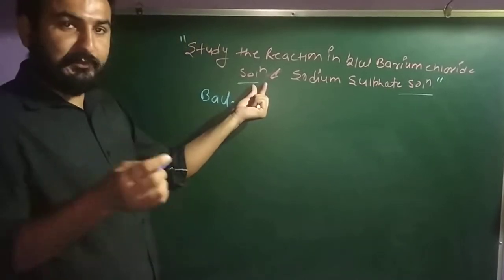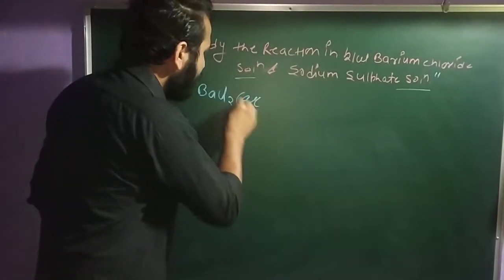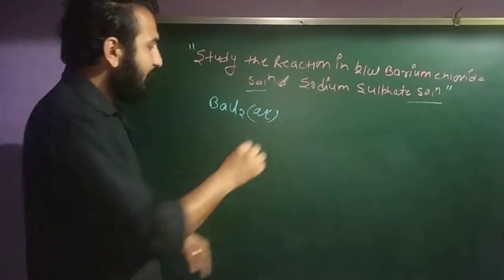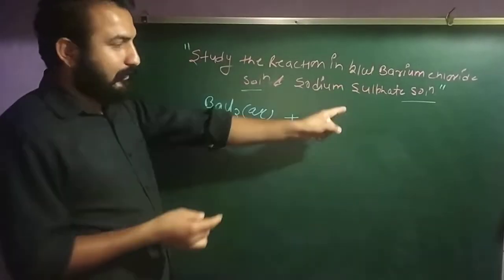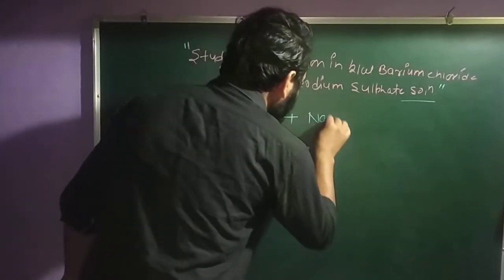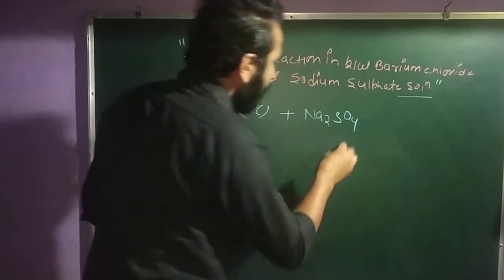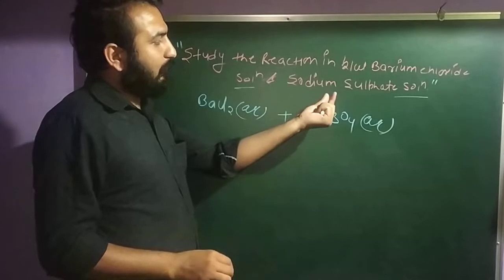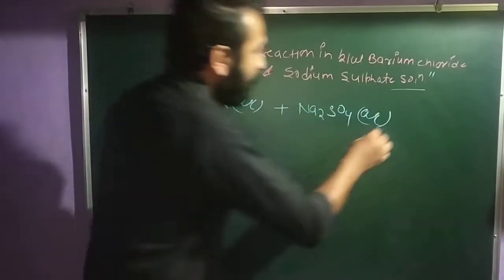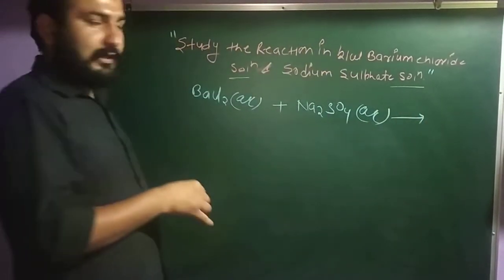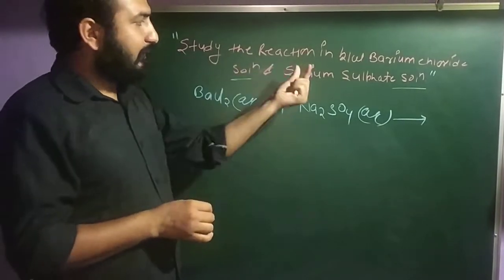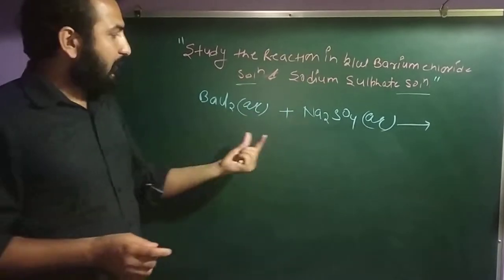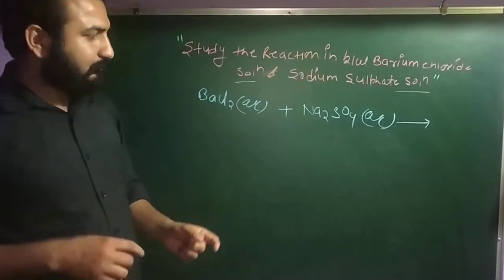Barium chloride solution means it is present in the aqueous form, because a solution is prepared by water. So we are using the aqueous form here. And second, you have the sodium sulfate solution. Sodium sulfate, Na2SO4 aqueous. Why? Because in the question you have the sodium sulfate solution. Now your task is to study the reaction between the barium chloride solution and sodium sulfate solution. This is your reactant. Clear?